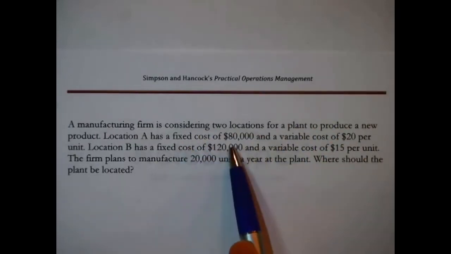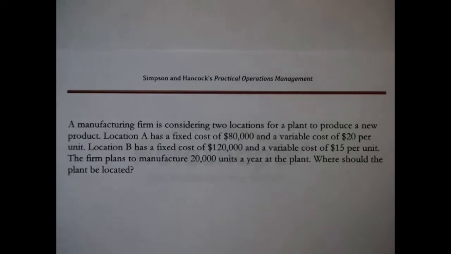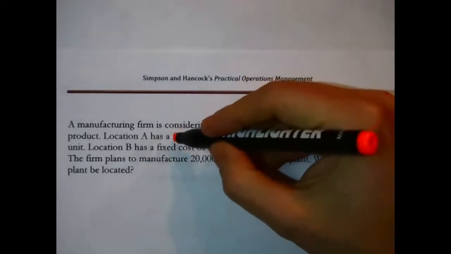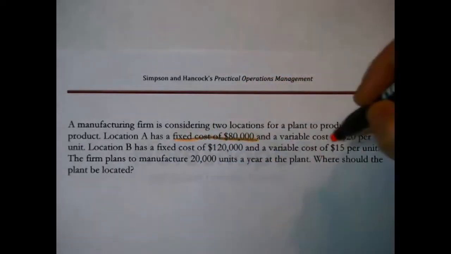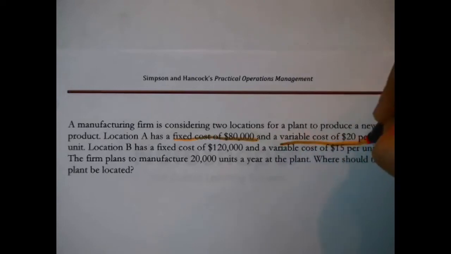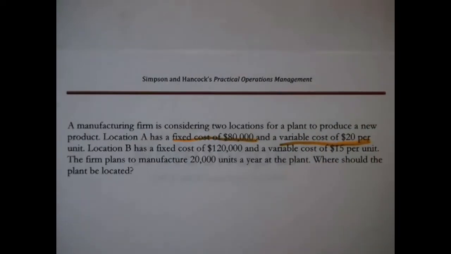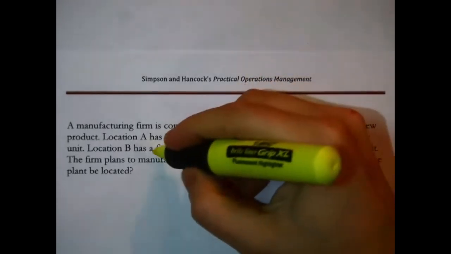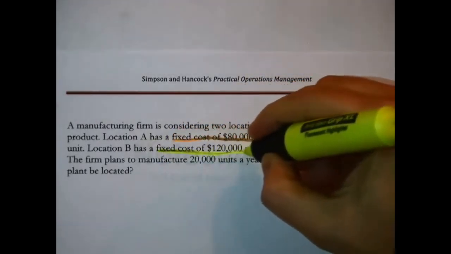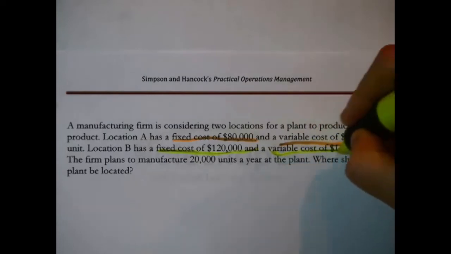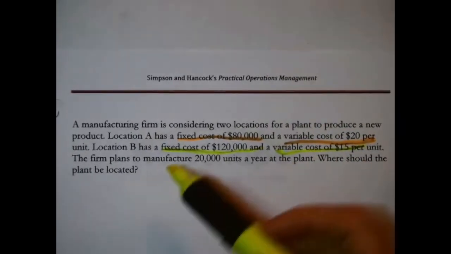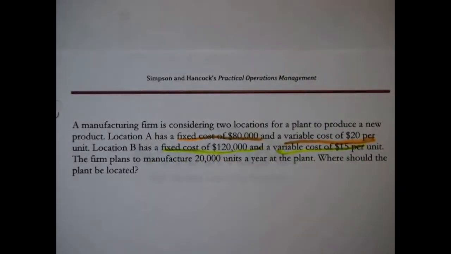Location A has a fixed cost, this is the information that we need, of $80,000 and a variable cost of $20,000, while location B has differing costs, a fixed cost of $120,000 and a variable cost of $15,000. The firm plans to manufacture 20,000 units a year. Where should the plant be located?